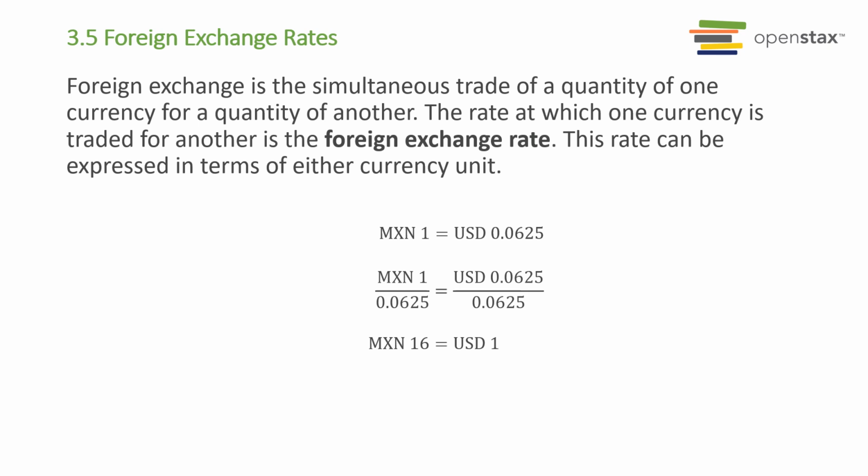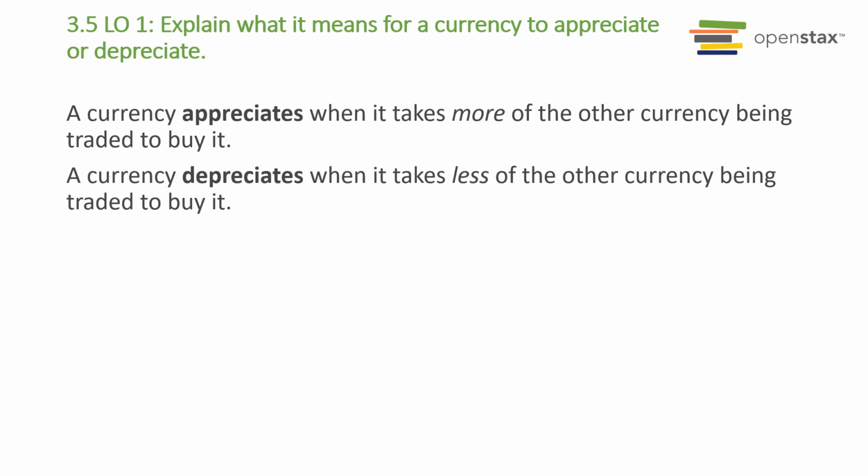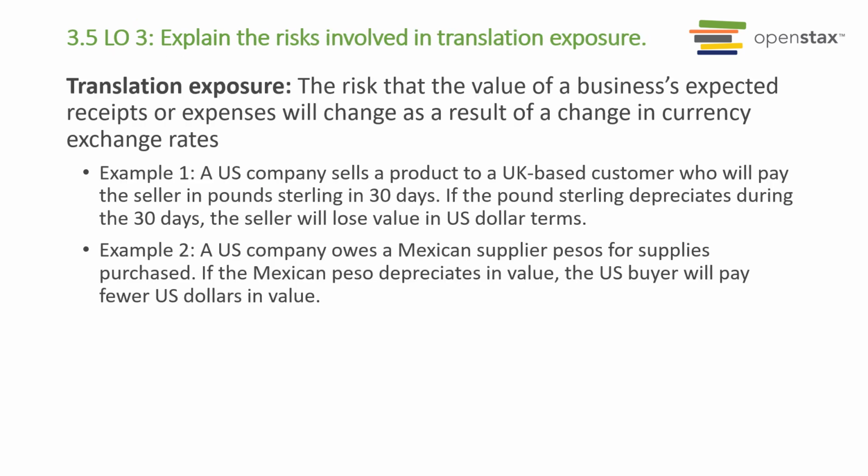Economic exposure is the risk that a change in exchange rates will impact the business's overall structure or competitiveness. When Japanese auto companies moved some production to the United States, it posed additional structural risk. If a netting system is arranged among the various European operations, it will change the company's economic exposure. A currency appreciates when it takes more of the other currency being traded to buy it. A currency depreciates when it takes less of the other currency being traded to buy it.